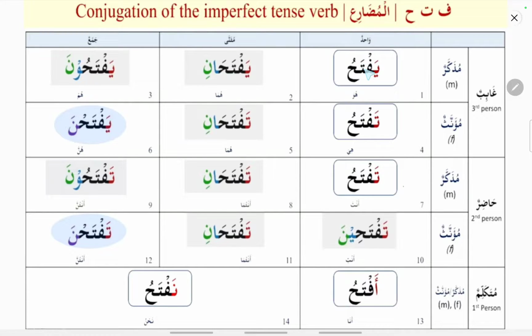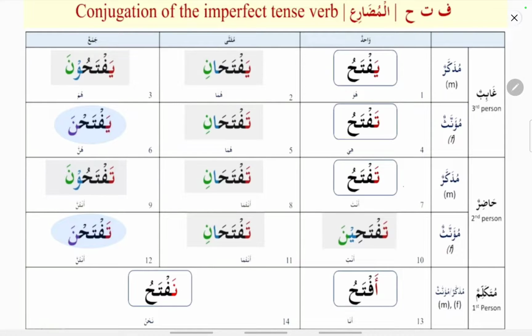Yaftahu means he opens, or he is opening, or he will open. It comes from fataha, yaftahu. Fataha means he opened, that is the past tense. Aftahu means I open, naftahu means we open. All these 14 forms are the conjugation forms of a verb.